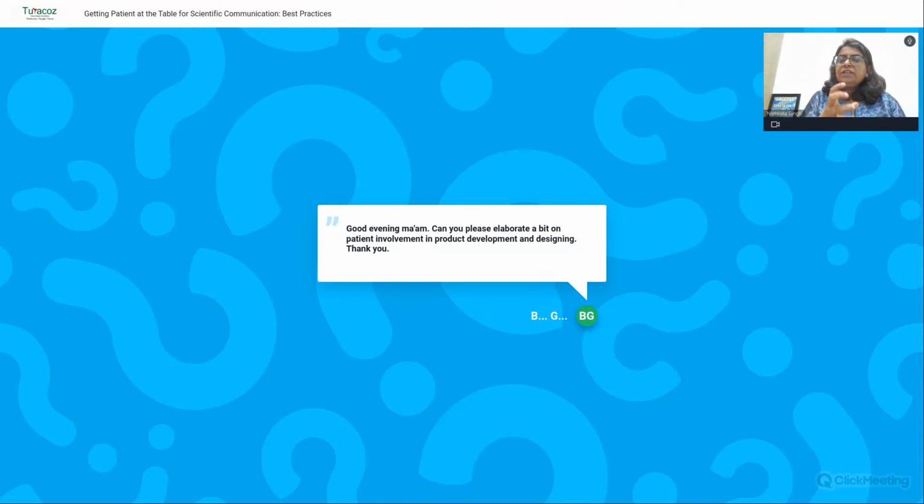Now, once we have a prototype which is created, once we have a sample which is created, then give it to them and ask them to use it, and then come back with their feedback, with their insights on how the design is, and whether they would want to make any changes there. So that is how we can involve the patient at this stage.